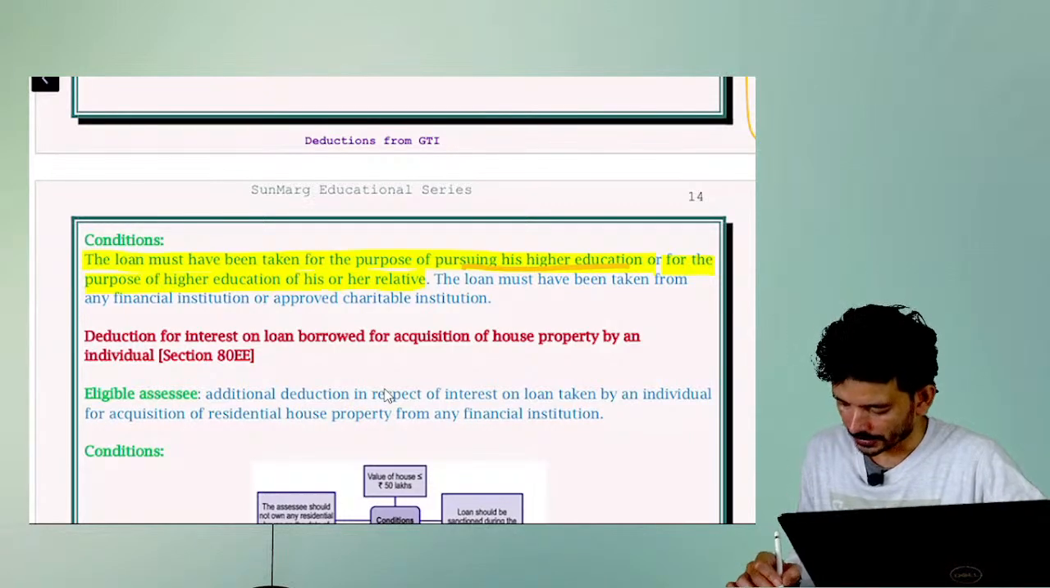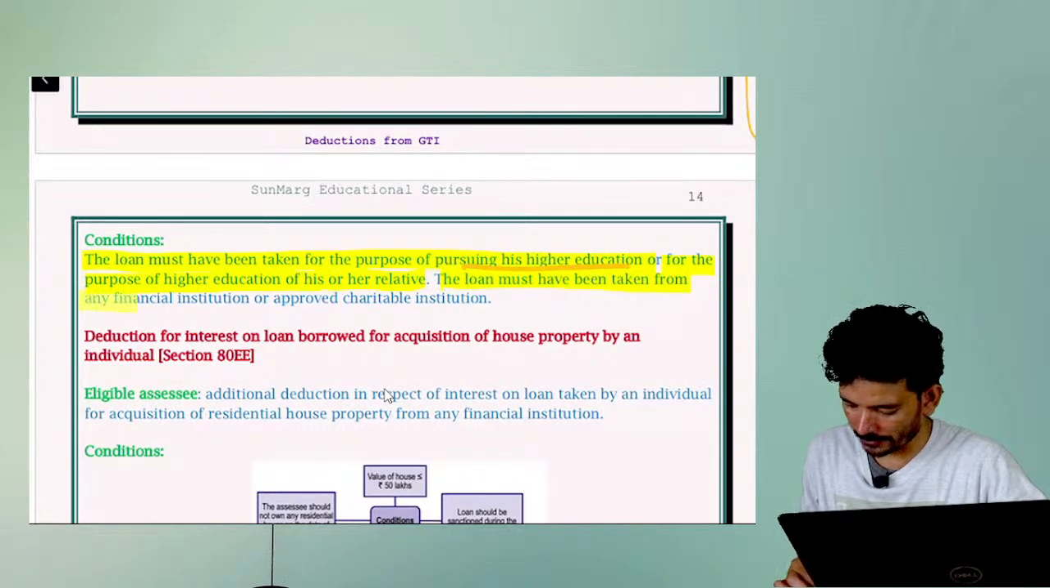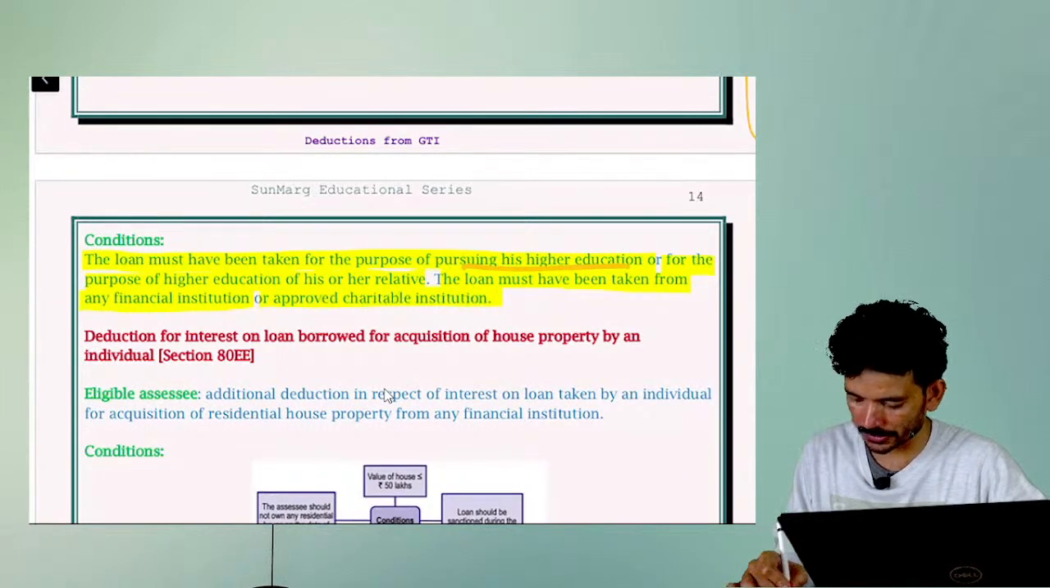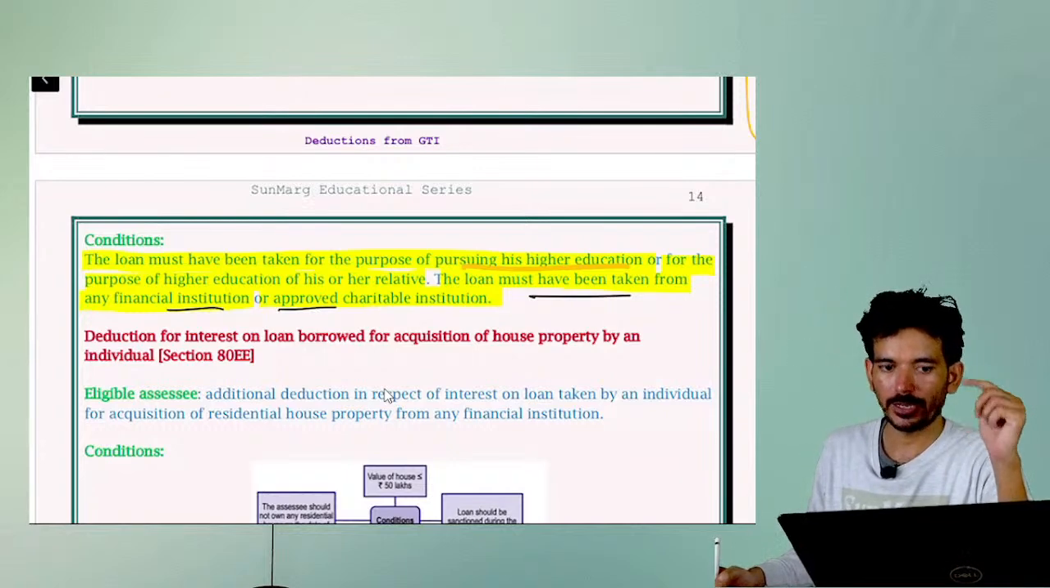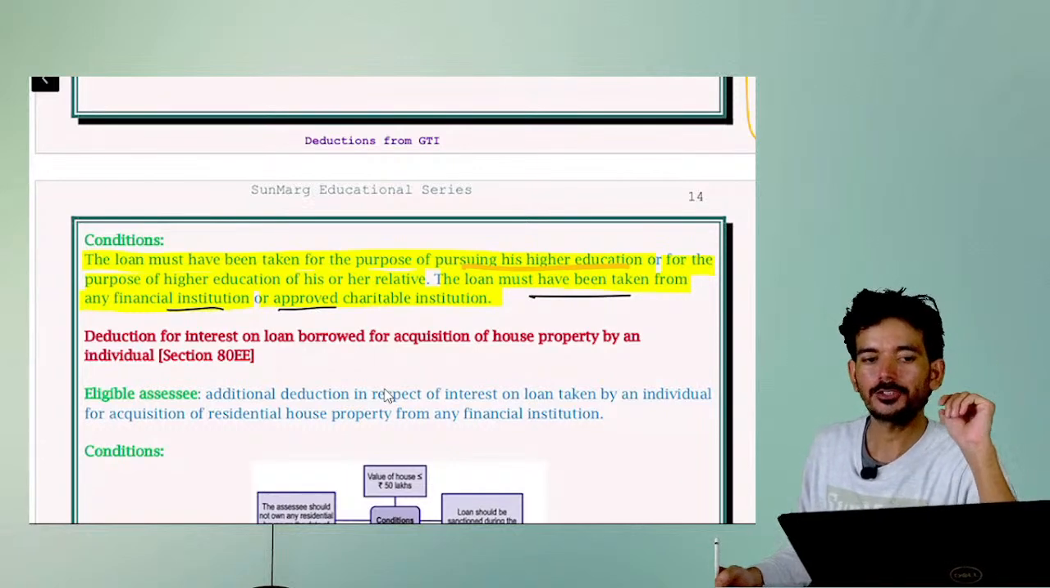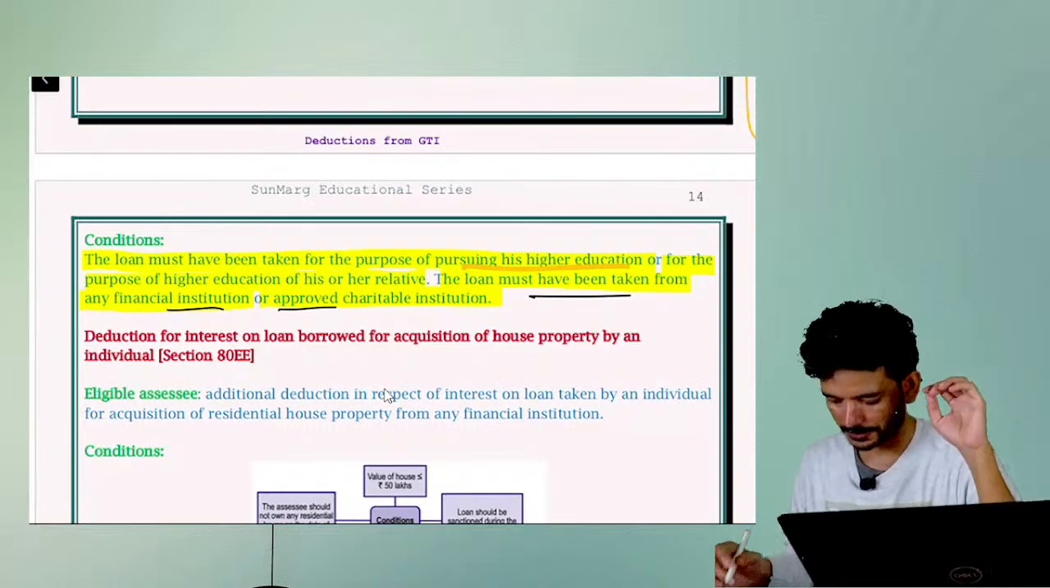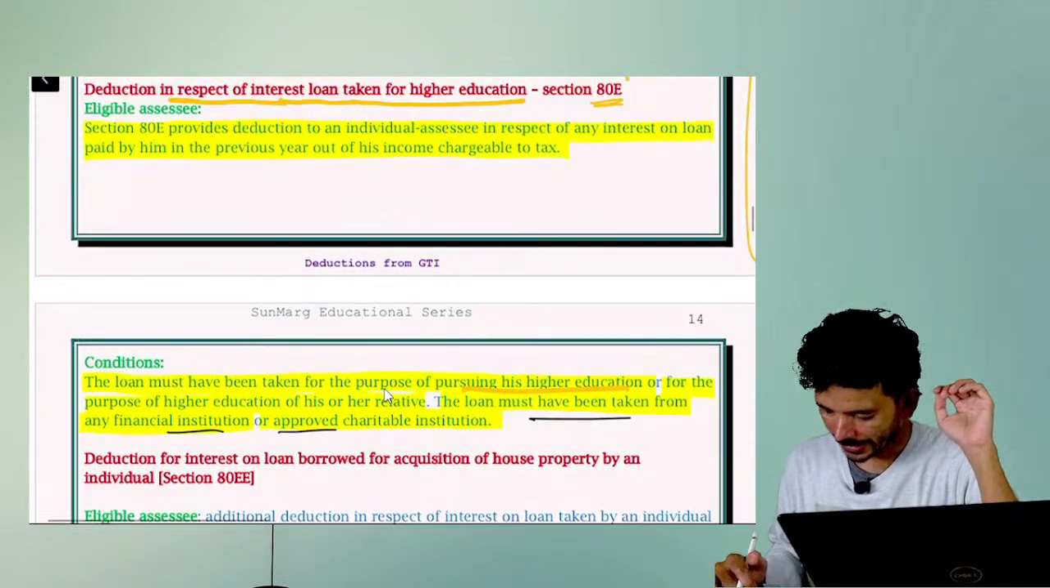The loan must have been taken from any financial institution or approved charitable institution. Some people ask me this question multiple times. When you take this loan, you have to take it from a financial institution or approved charitable institution, because that is your 80E.